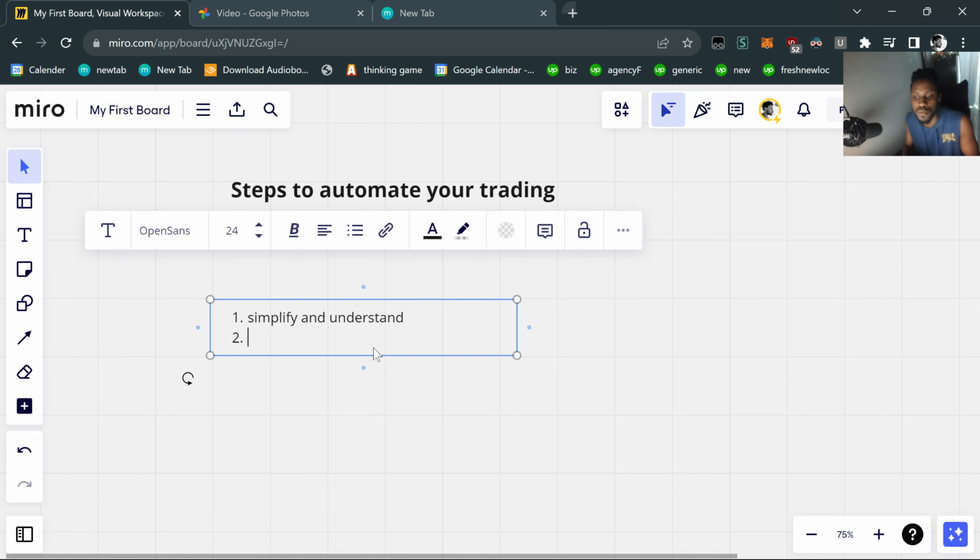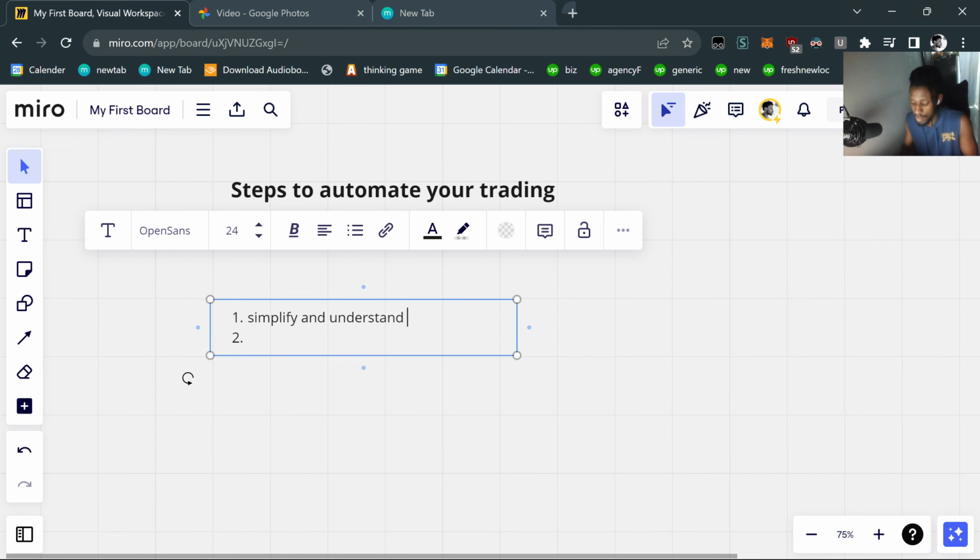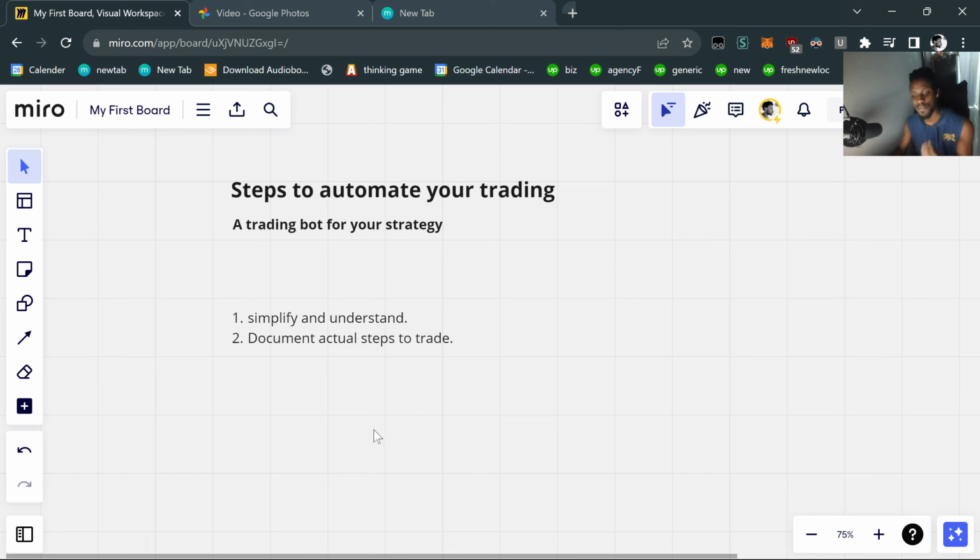I wish I could get more space here. Let's see, document the actual steps to trade. All right, let me put a full stop here so you guys know that's where that point ends. And this is by far the most important step. And what do I mean by this?